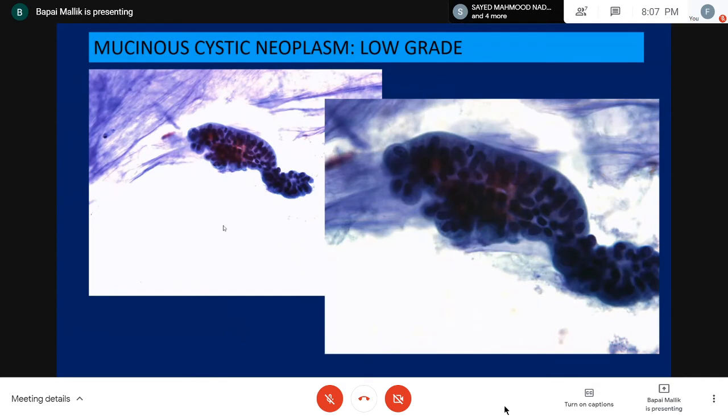Low grade. Another low grade, a little bit of an overlap. Again, very sharp nuclear outline. The nucleocytoplasmic ratio is not raised. Pretty good maintenance of polarity. This is just kind of an overlap, low grade.